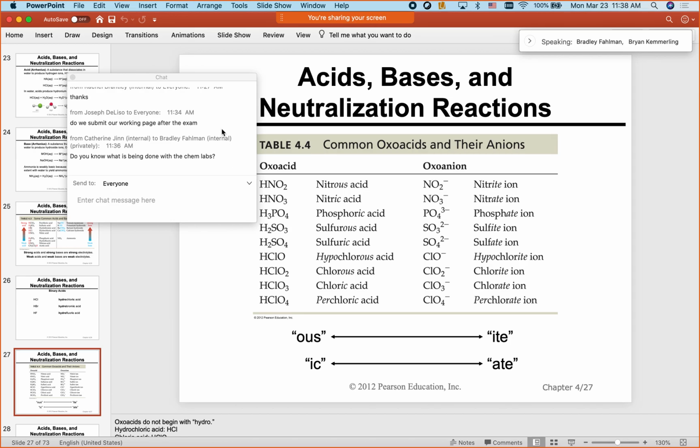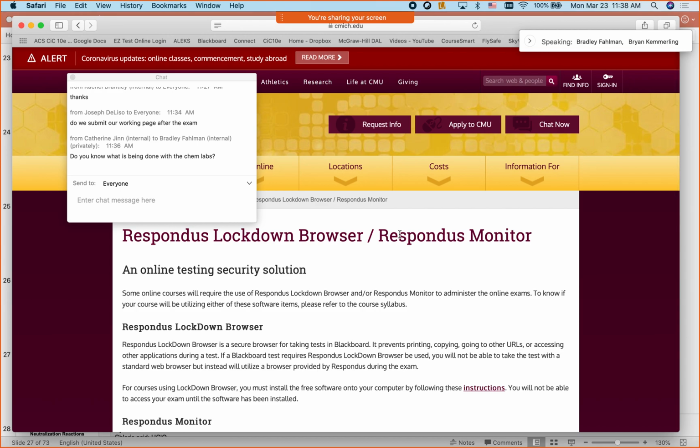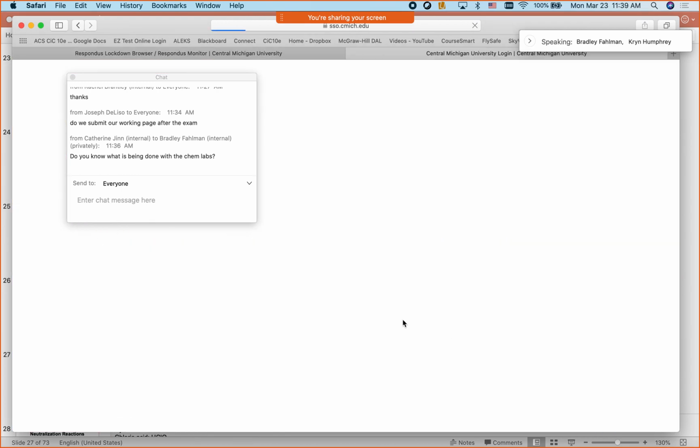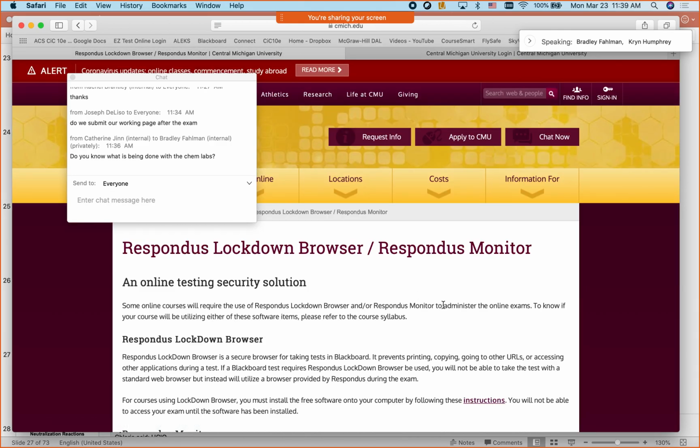Again, this is the website that you should follow, and I gave the link in an email. If you can't find it, just email me and I'll send you the link again. If you do a Google search for Lockdown Browser C Mitch, it will take you right to this site and give you instructions. If you click on this, you have to log in, and then it'll show you how to install it on your PC or Mac. I believe you can also get an app and do it on your iPad, which is fine as well because that has a webcam. That would be fine with me.